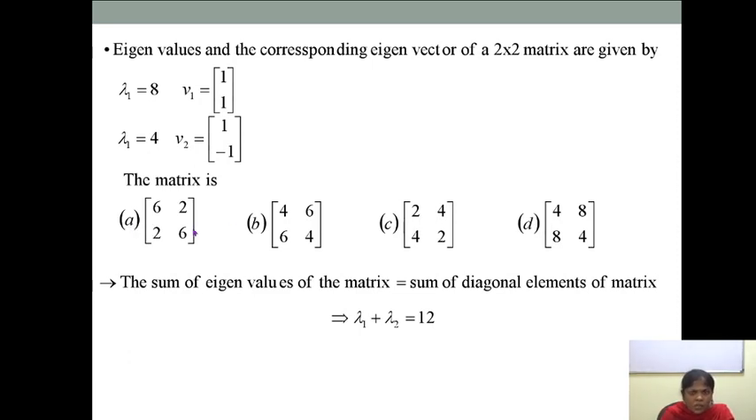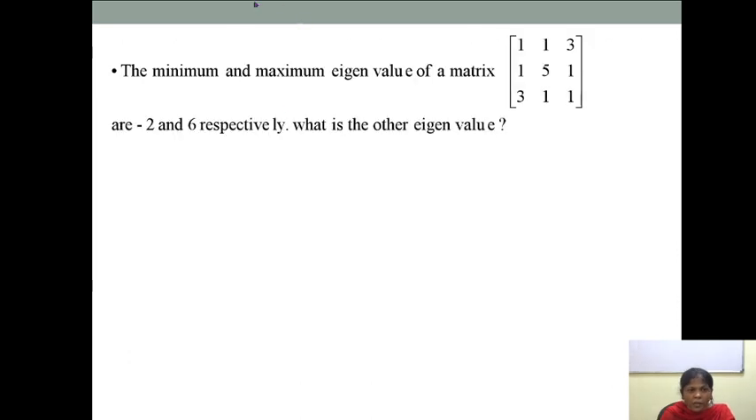So in this way, just by applying simple logic, concepts and properties, one can get the answer easily. Let us move to the next one. The minimum and maximum eigenvalues of this matrix are -2 and 6. What is the other eigenvalue? How many eigenvalues are required for this matrix? As it is a 3 by 3 matrix, we need 3 eigenvalues. Out of them, 2 are known and the third is unknown.